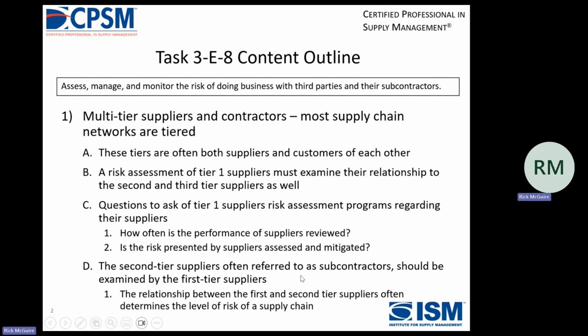So the second tier suppliers, often referred to as subcontractors, but not around here, should be examined by the first tier suppliers. So first tier needs to be responsible for the second tier. Second tier needs to be responsible for third tier, etc. The relationship between the first and second tier suppliers often determines the level of risk in a supply chain.